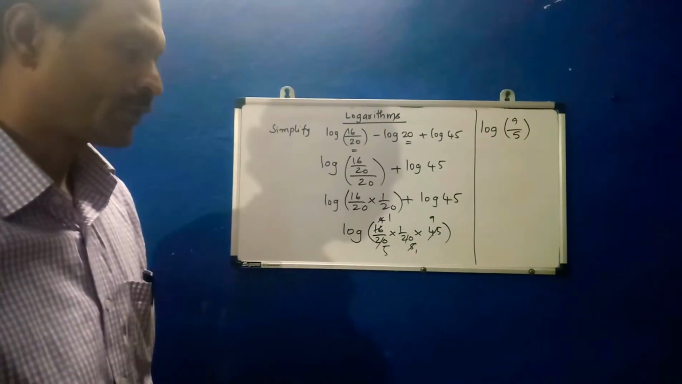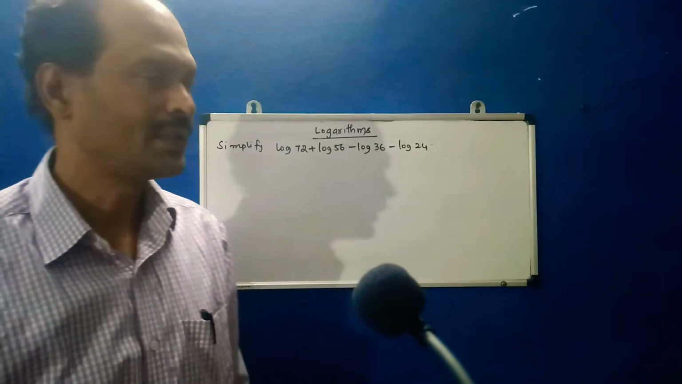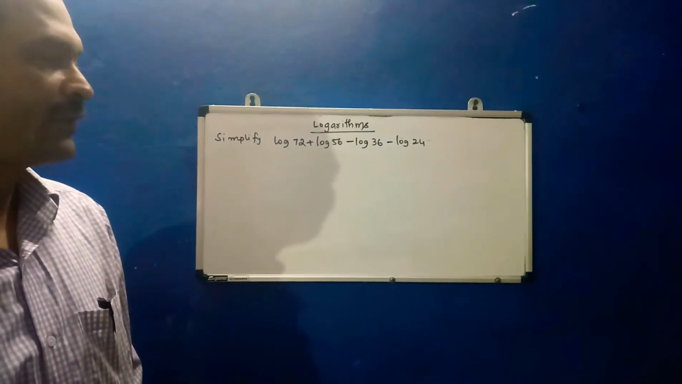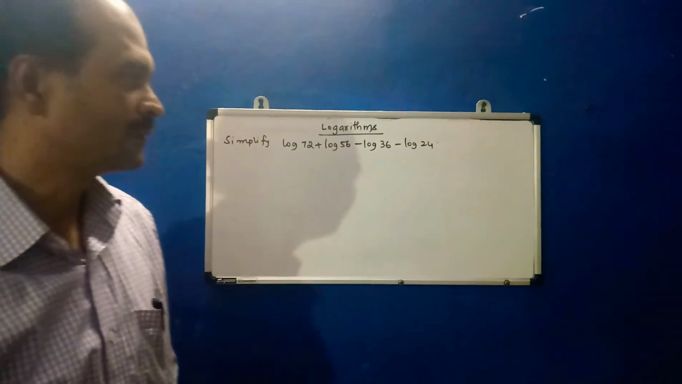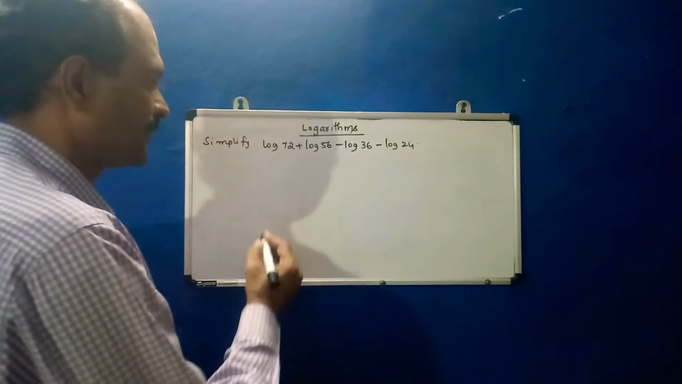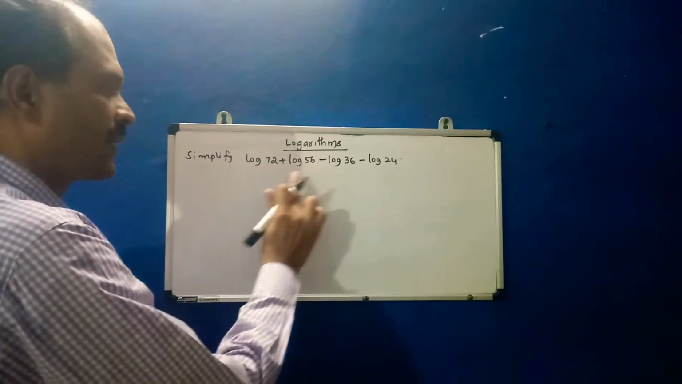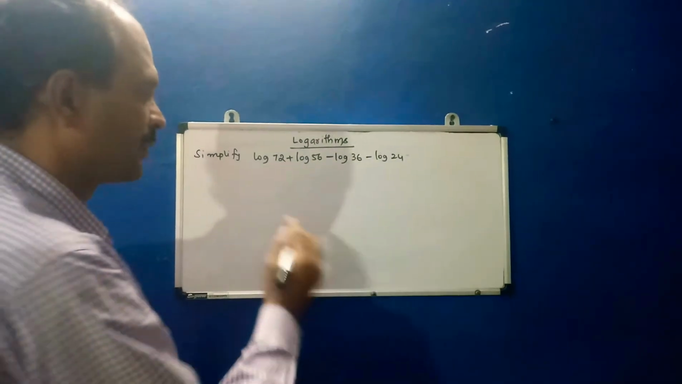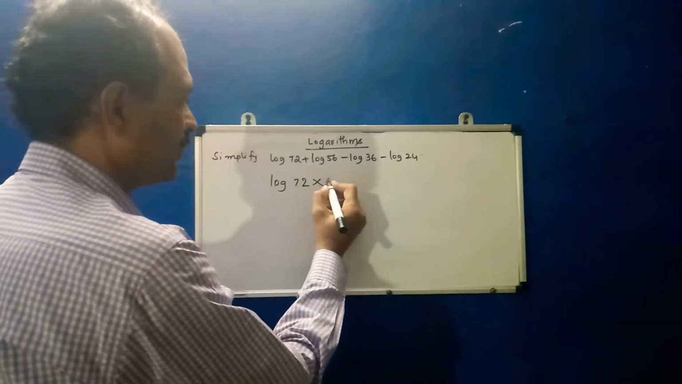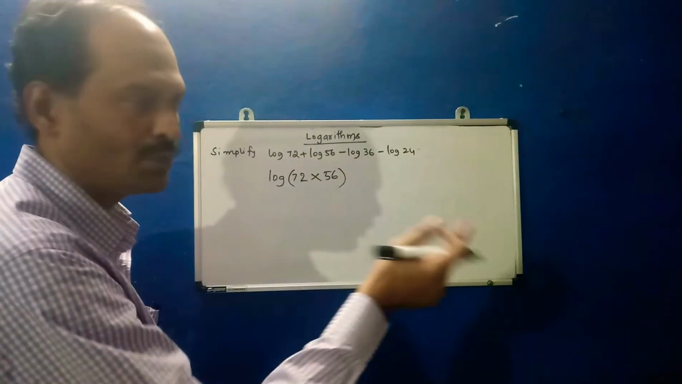So we will see one more question like this. Look at this problem. Simplify log 72 plus log 56 minus log 36 minus log 24. Here also we can apply the log formulas. For example, look at these two, log 72 plus log 56. Straight away it is in the form of log a plus log b. So I can write this as log (72 × 56). Log a plus log b is equal to log (a × b).